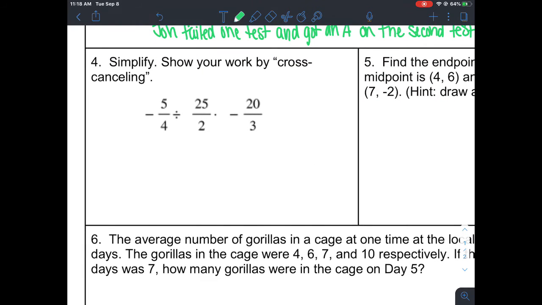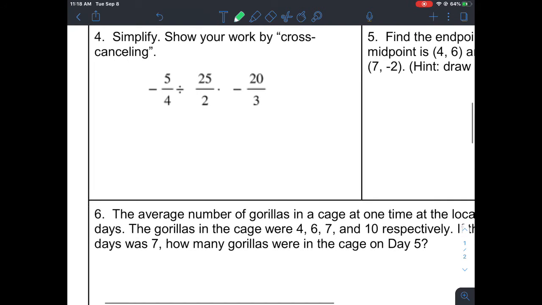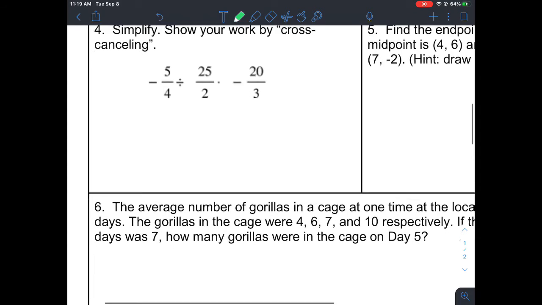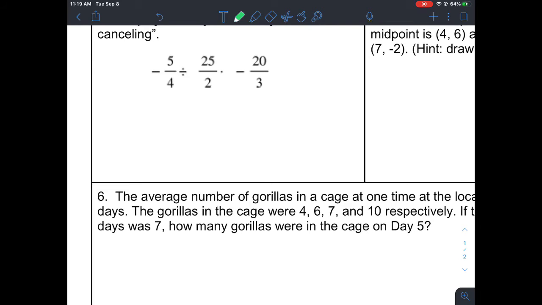Number 4, simplify. Show your work by cross-canceling. So we have -5/4 divided by 25/2 times -20/3. So we've got division, so I'm going to flip that fraction and make it multiplication. So -5/4 times 2/25 times a -20/3.